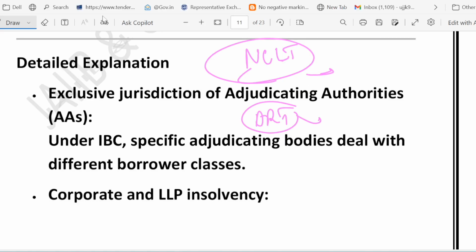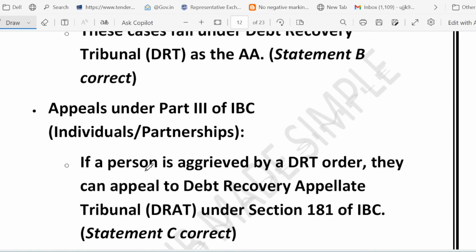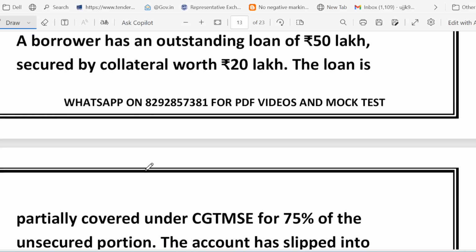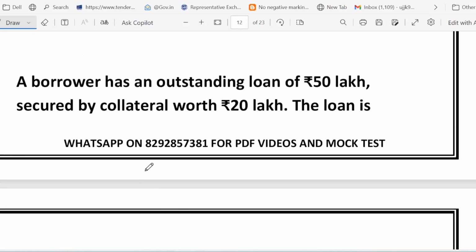Now let's do one numerical based question. Very good question it is, and this question recently appeared in the examination. Let's have a look.